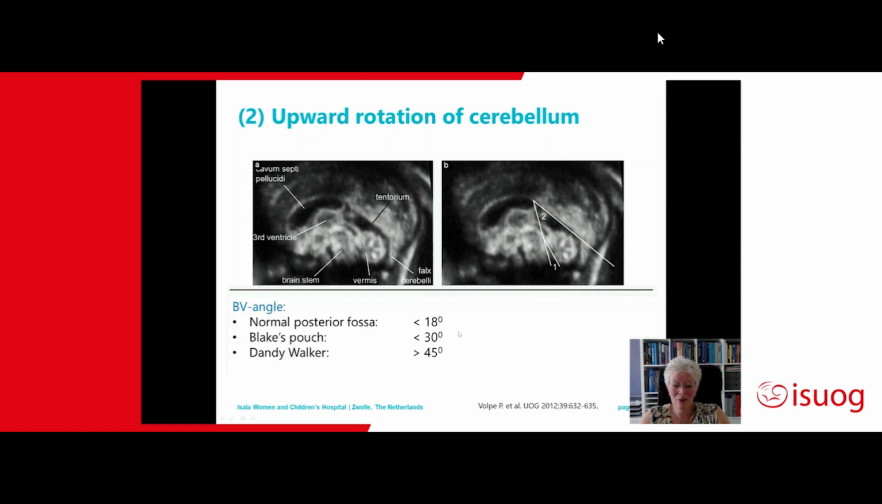So if we look at these degrees, this can help us to differentiate between the different malformations.